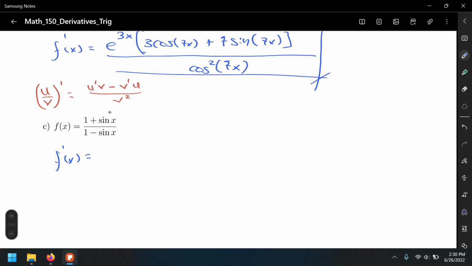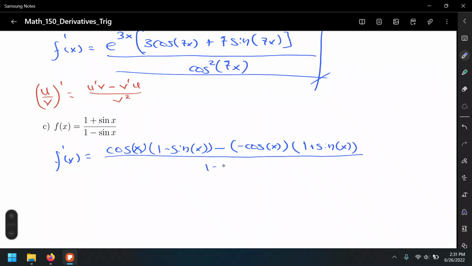Let me move it there so we can just use it as a reference. So that's the derivative of the numerator: the derivative of 1 is 0, the derivative of sine is cosine, times the denominator, which is 1 minus sine x, minus the derivative of the denominator, the derivative of 1 is 0, the derivative of negative sine would be negative cosine, times the numerator, which is 1 plus sine x.